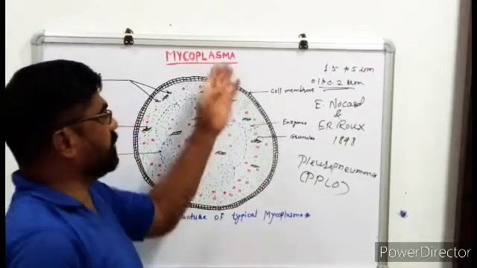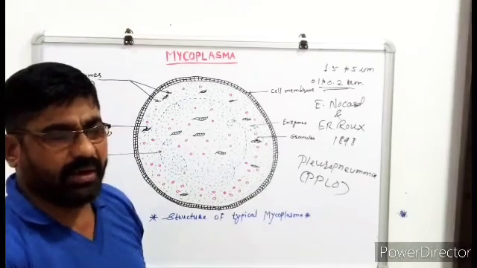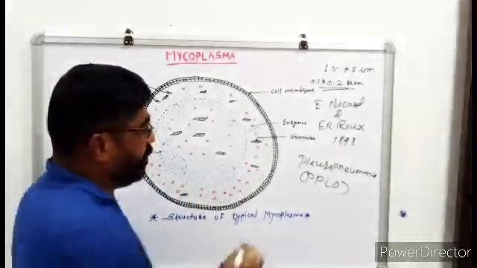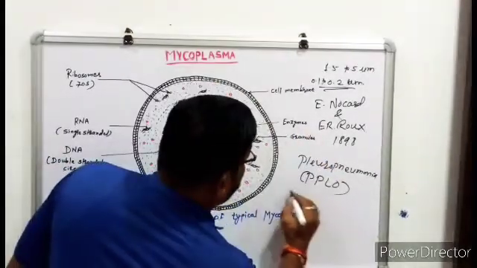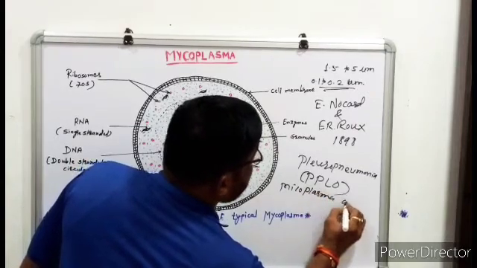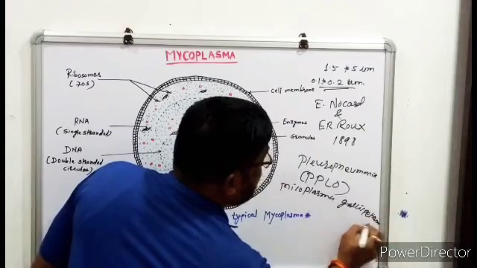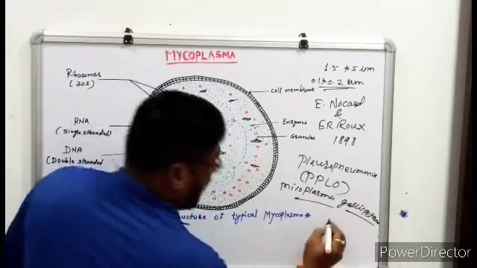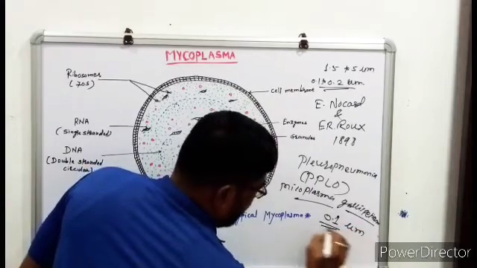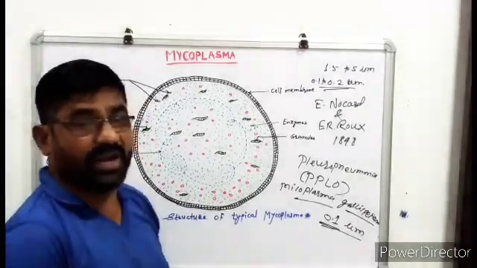In the mycoplasma bacteria, the smallest is Mycoplasma gallisepticum. That is a very minute bacterium, and its size is only 0.1 micrometer. So it is the smallest bacterium.